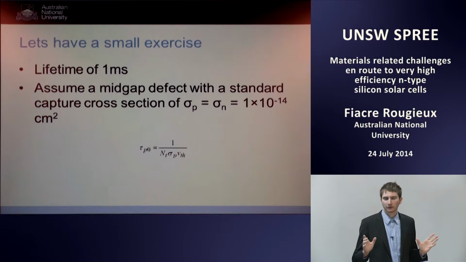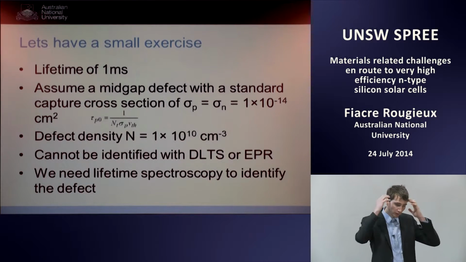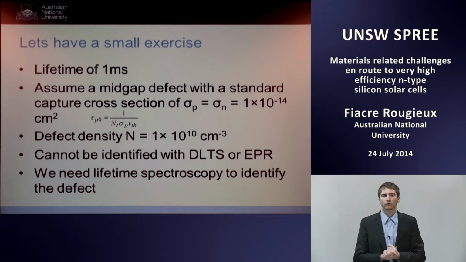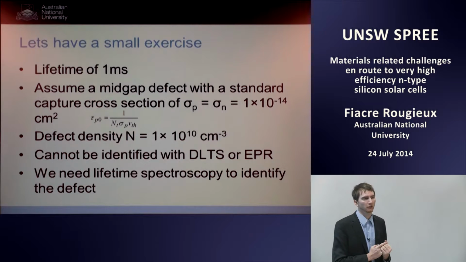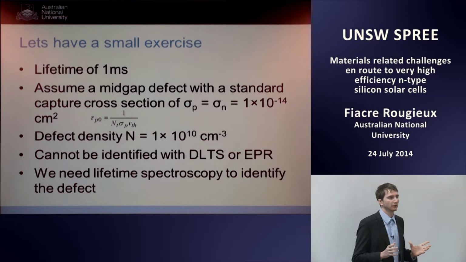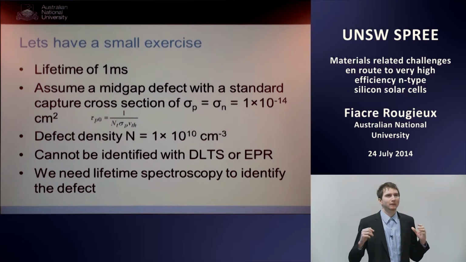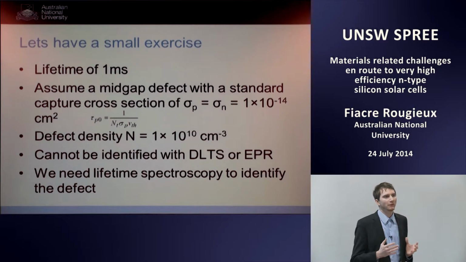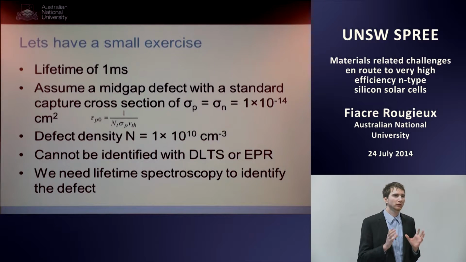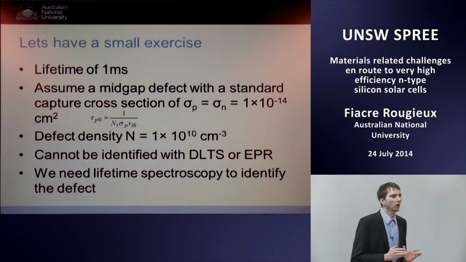What kind of defect density can we assume? Well, if we do the calculation, it's very simple. We find a defect density of 1e to the 10 per cubic centimeter. And typically, this means that this defect density is too low to be detected by deep level transient spectroscopy or electron paramagnetic resonance. So when we look at lifetime above 1 millisecond or 5 milliseconds, we won't be able to characterize the nature of those defects with standard characterization techniques. So we won't be able to really tell the nature with standard DLTS, which is limited.